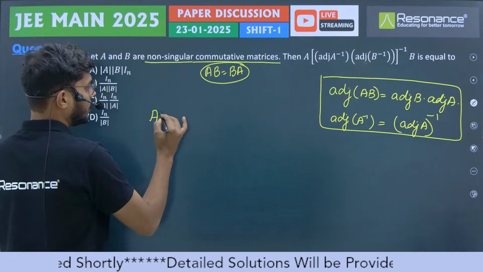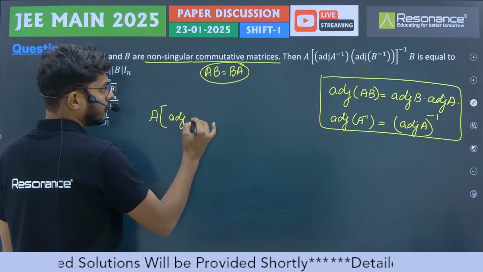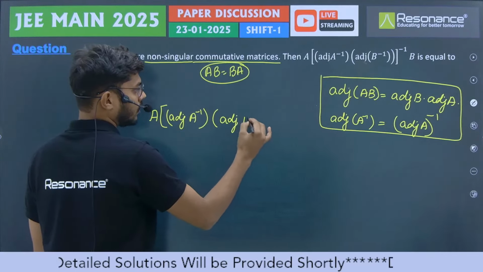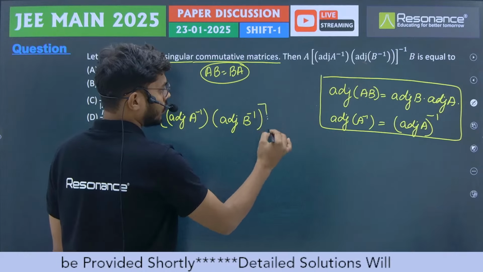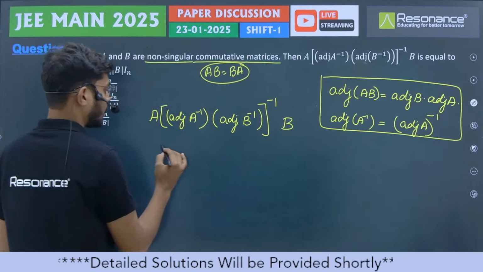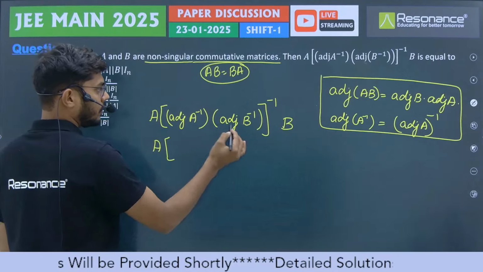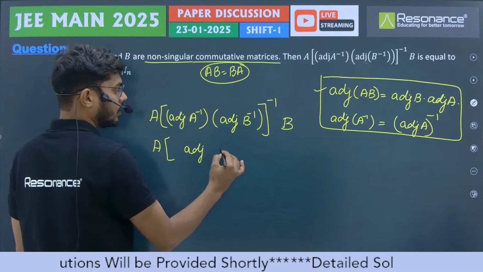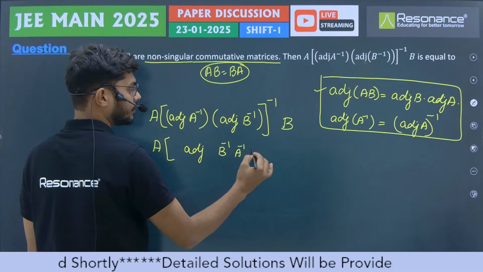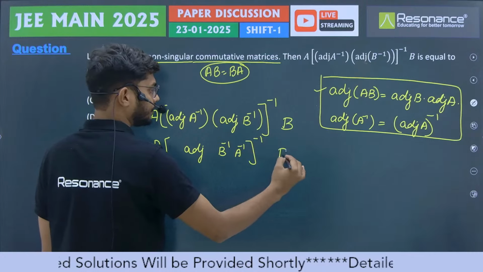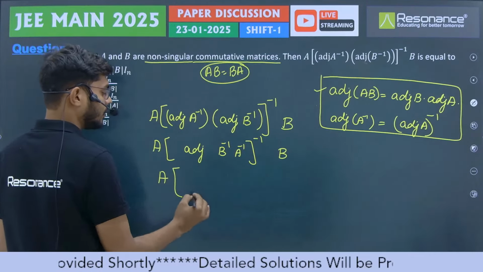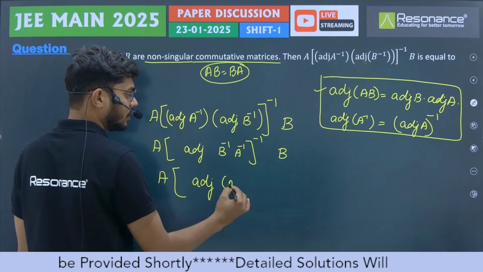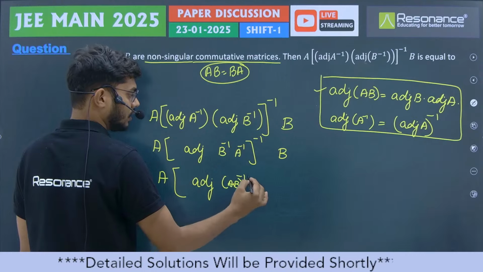It is written A into adjoint of A inverse, adjoint of B inverse, whole inverse B. So can I write adjoint of A inverse into adjoint of B inverse is nothing but, by using this property, adjoint of B inverse A inverse whole inverse B. As well as one of the inverse properties, can I say that adjoint of B inverse A inverse is nothing but AB inverse whole inverse, right?